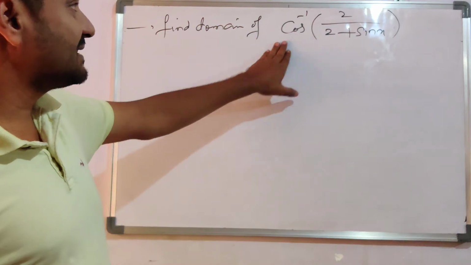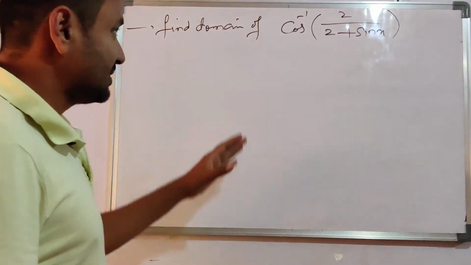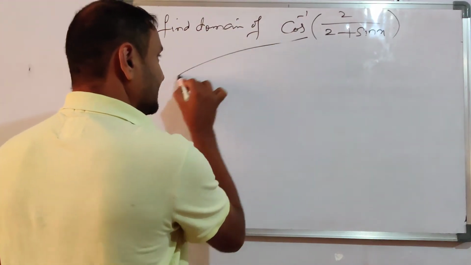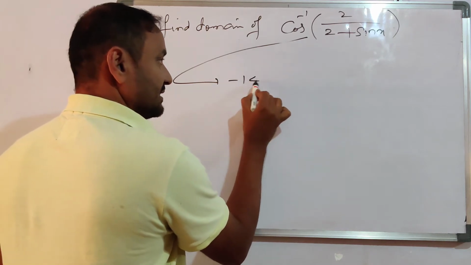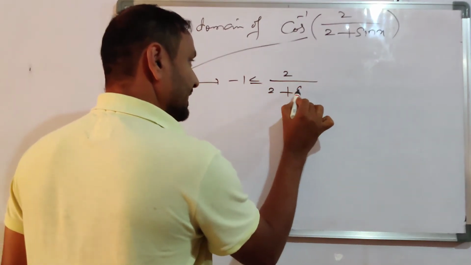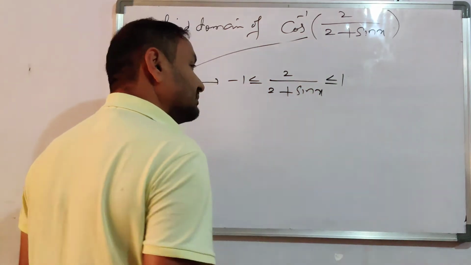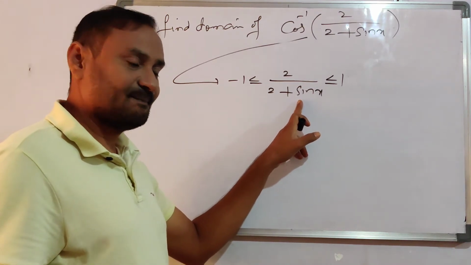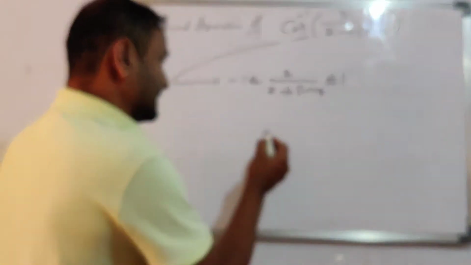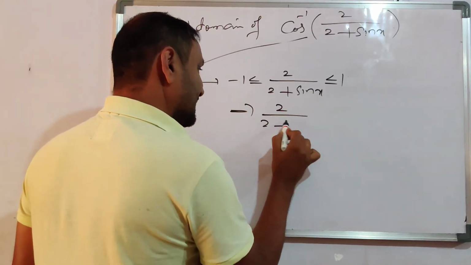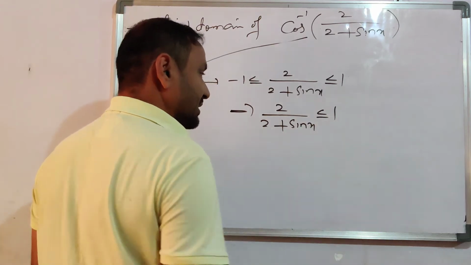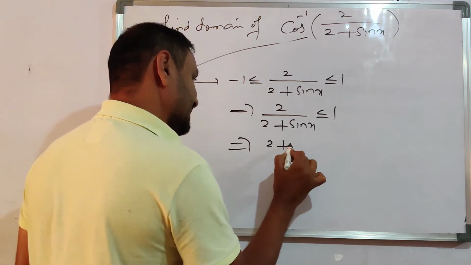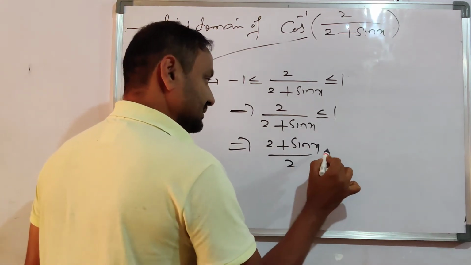Next, find the domain of cos inverse of 2 by 2 plus sin x. So cos inverse of something lies between minus 1 to plus 1. That implies from this you directly take minus 1 less than or equal to 2 by 2 plus sin x less than or equal to 1. Here sin x maximum value is 1, minimum value is minus 1. So 2 by 2 plus sin x is always positive, and we need it less than or equal to 1. So I take 2 plus sin x by 2 greater than or equal to 1.